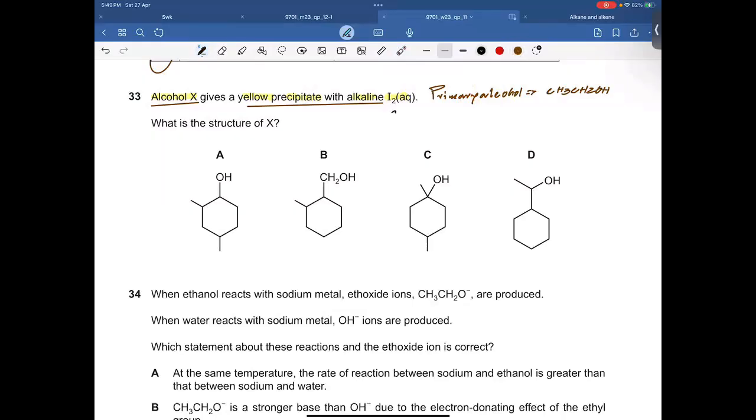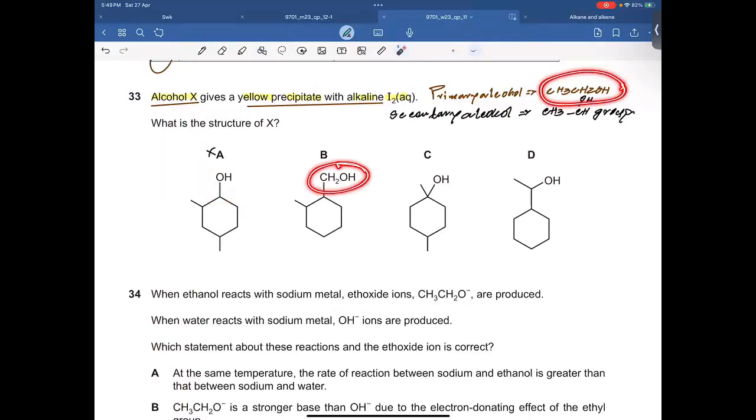Now in the second scenario, we have secondary alcohol. Secondary alcohol gives a positive test when we have a CH3CHOH group available in the molecule. One more thing, all of them are cyclic rings. This is a secondary alcohol, but it has no CH3CHOH group, which means A is incorrect. This is a primary alcohol, and primary alcohol has ethanol, and ethanol gives a positive iodoform test, which means B is also incorrect because it cannot give the iodoform test.